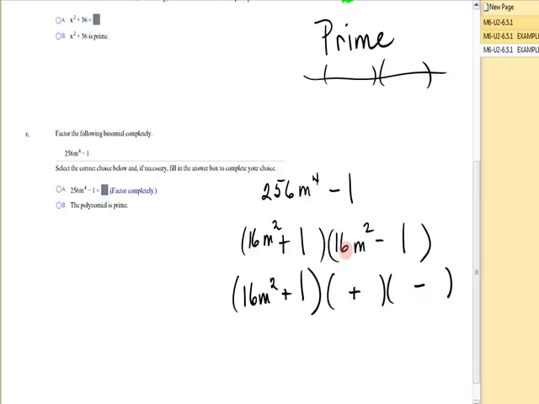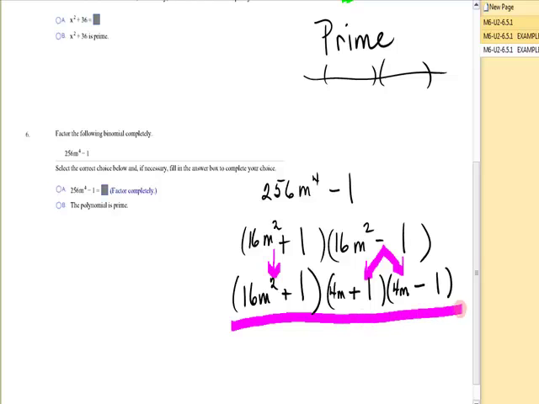The square root of 16 is 4. The square root of m squared is m. The square root of 1 is 1. Now, if this had an exponent of a 2, we could go further, but it doesn't. So I am done. This factor was already finished. This factor went further. My answer is all 3 of those factors.